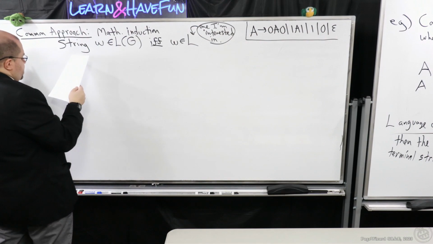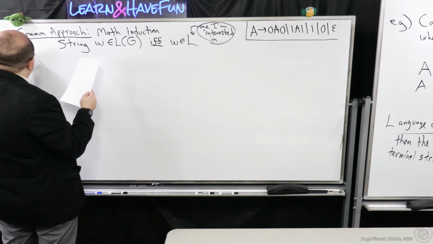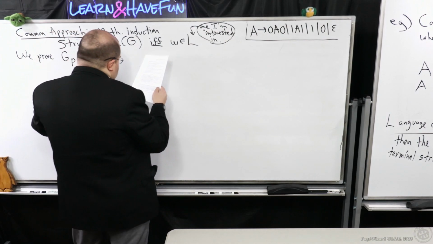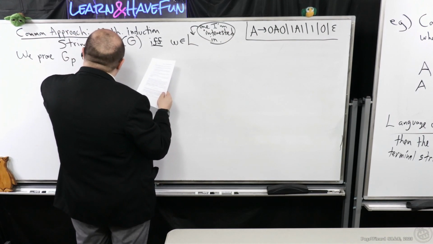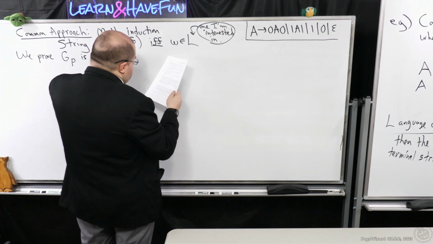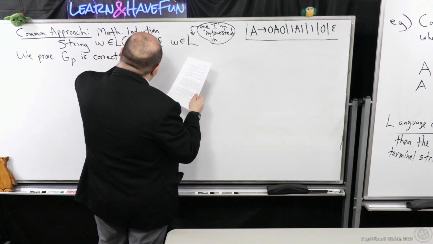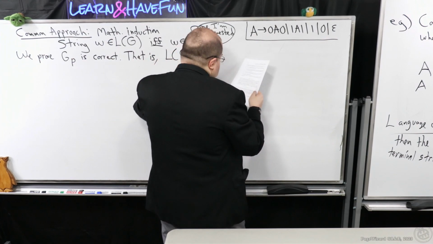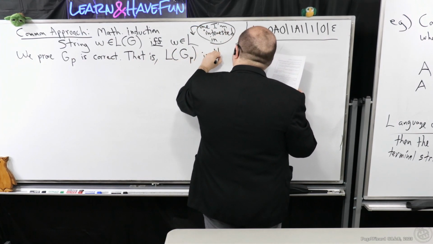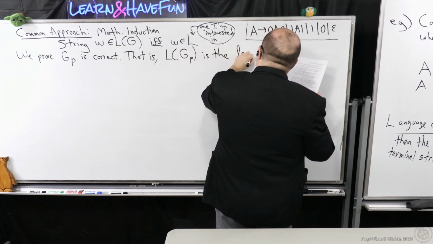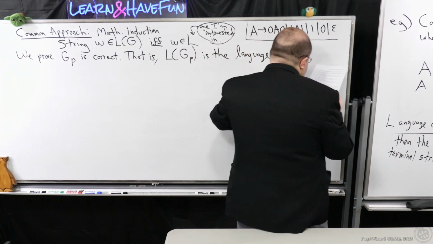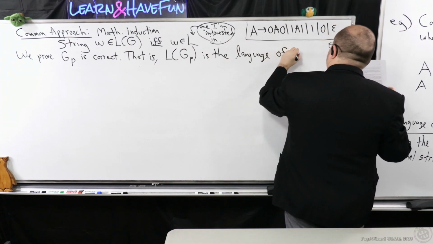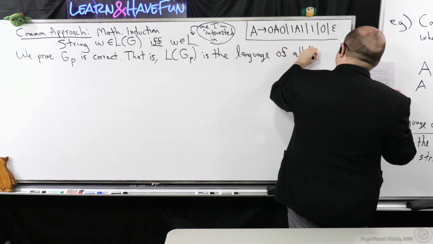So we prove that G_P is correct. We're going to try proving that is, the language of G_P is the language of all binary palindromes.